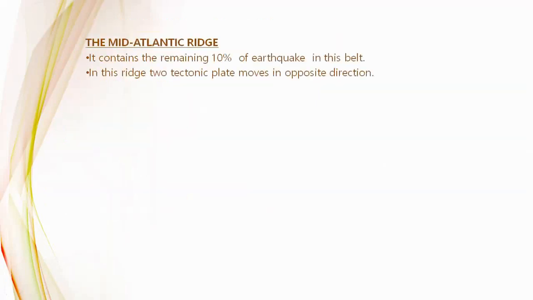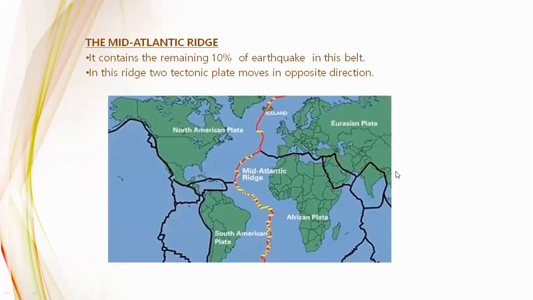Lastly, we have the mid-Atlantic ridge. This accounts for only 10% of earthquakes. At this ridge, two tectonic plates move in opposite directions. So this is your mid-Atlantic ridge. Here, two different tectonic plates move side by side or slide in opposite directions, and that causes earthquakes in these regions. So by this we come to the end of this chapter on earthquakes.